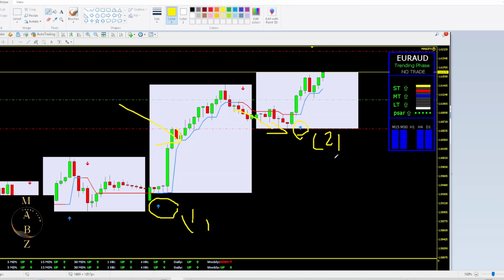And then obviously we'll be using our boxes, our daily support and daily resistance to get our take profit and then our stop loss level. So that's how easy it is to find buy opportunities with this trading system.